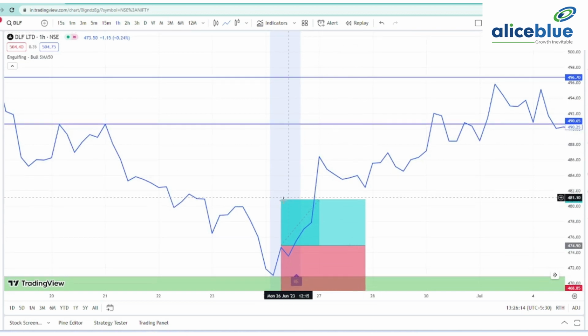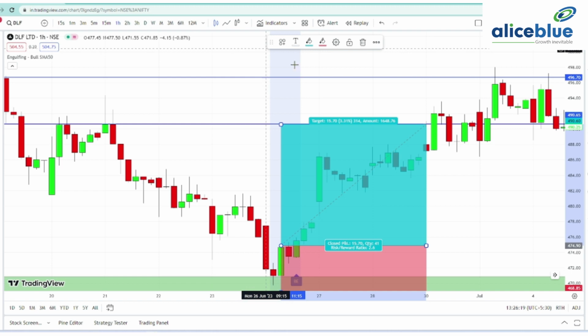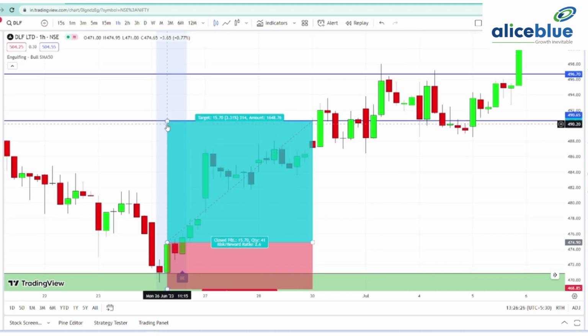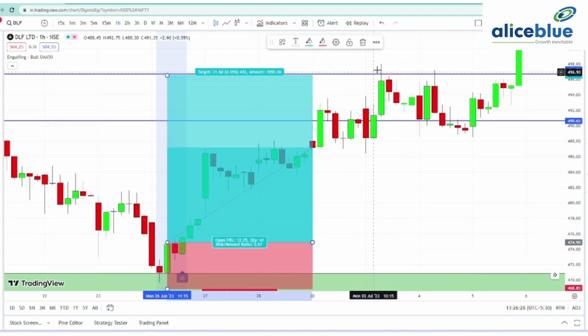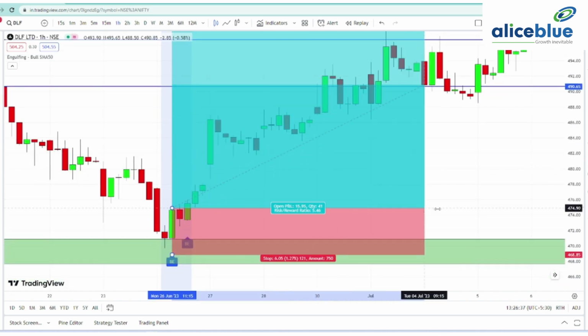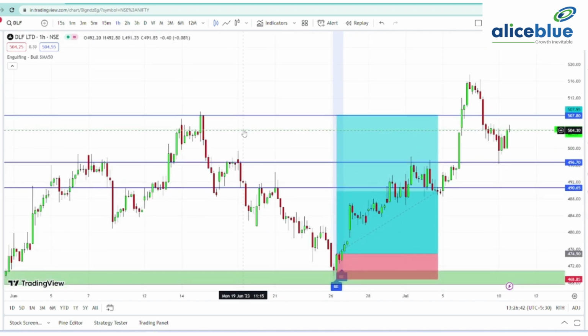So now let's see target 1. This target 1 is achieved. After that, you can see there is a huge consolidation over the target 1 area. After that, target 2 is also achieved. At target 2, the resistance level, you can also see the price getting rejection from that level. And target 3 is also achieved. This is how we can use the bullish engulfing candlestick pattern as a proper reversal confirmation candlestick pattern.